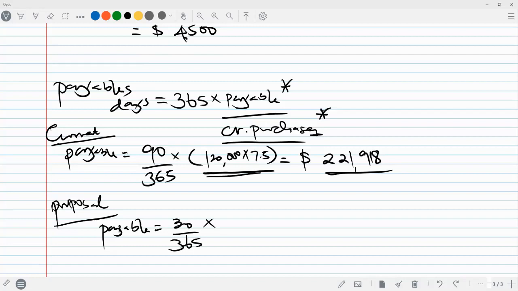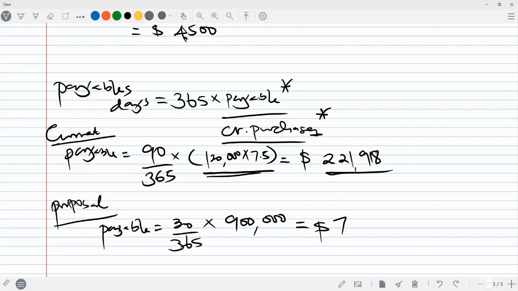It was 900, yeah, 900. Okay, great, because of the purchases. Therefore, if the company was to accept the supplier's proposal, then the payable investment will be 30 divided by this 5 times 900,000 to give us how much?